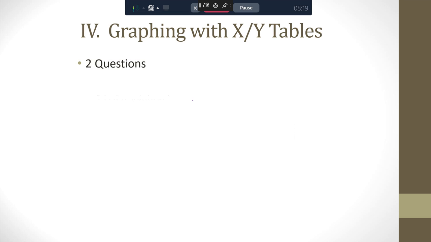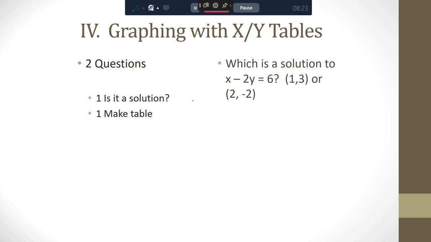Graphing with X and Y tables. We're going to have 2 questions on graphing with X and Y tables. One where you have to identify if it is a solution, and one where you have to actually make the table. So it says, which is a solution to x minus 2y equals 6 when we have the ordered pairs 1, 3, and 2, -2.